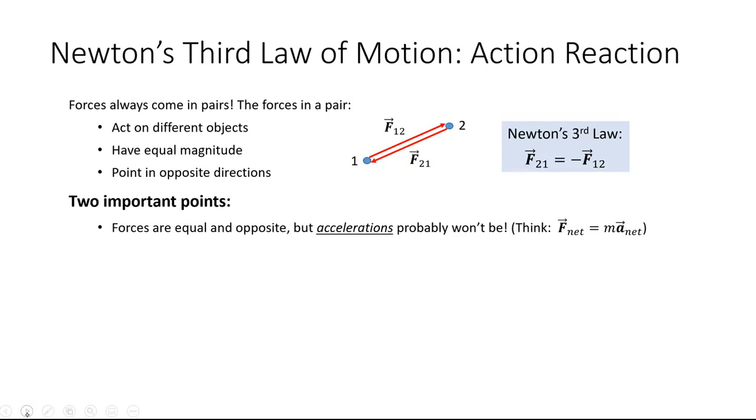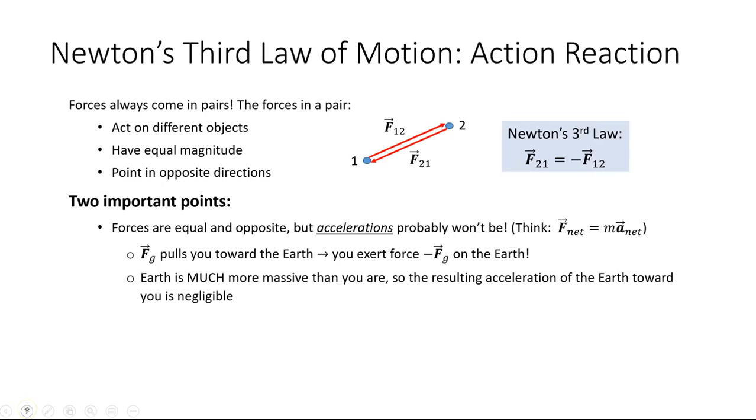So first of all, just because the forces are equal and opposite does not mean that the accelerations will be equal and opposite. And usually they won't be, right? Because we remember that the force on an object is equal to its mass times its acceleration, or in other words, the acceleration of the object is going to be the net force divided by the mass of the object. And so if the two objects that these two forces are acting on have different masses, then they'll have different accelerations.